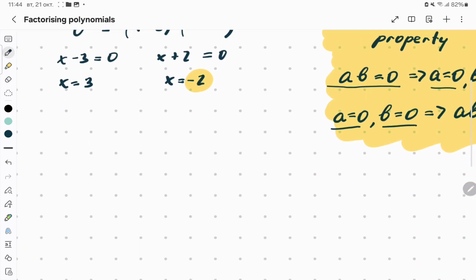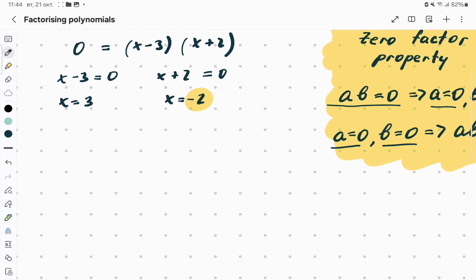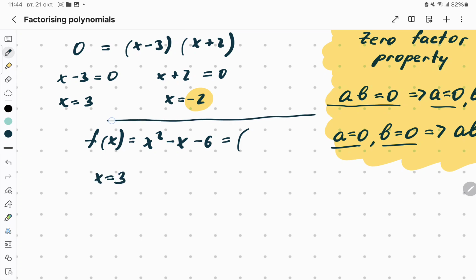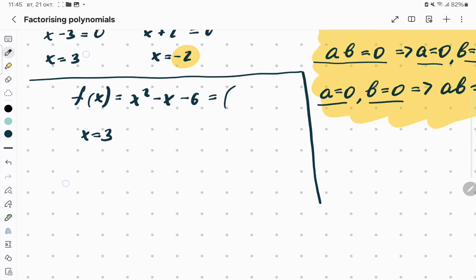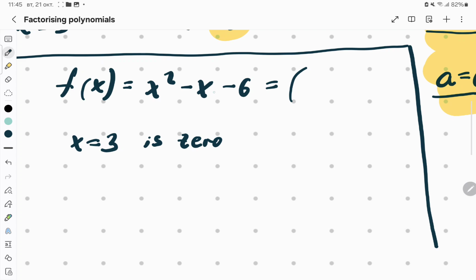Let's try to use long division now. So what does long division mean? Let's divide this polynomial, f of x equals x squared minus x minus 6. Let's say that x is equal to 3. We know that f of 3 is 0, so let's consider it as a separate question. What does this mean? It means that the expression x squared minus x minus 6 can be represented as (x minus 3) times something.